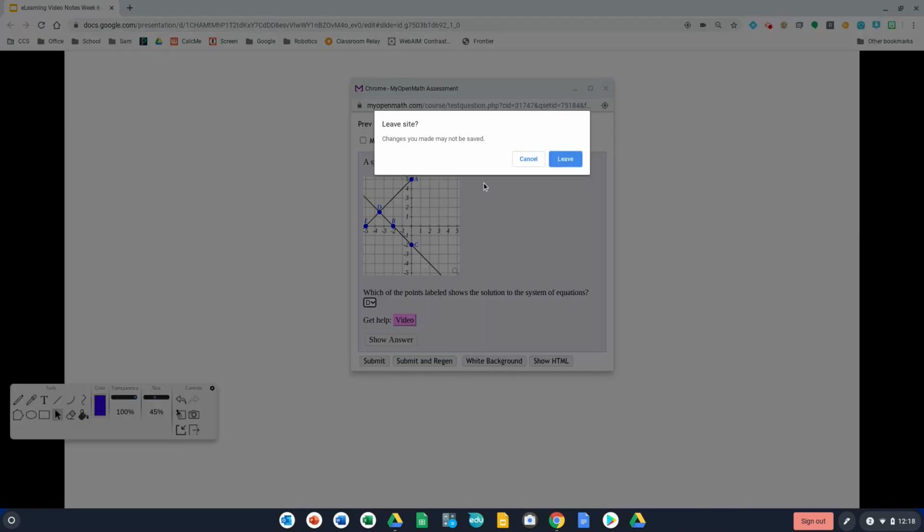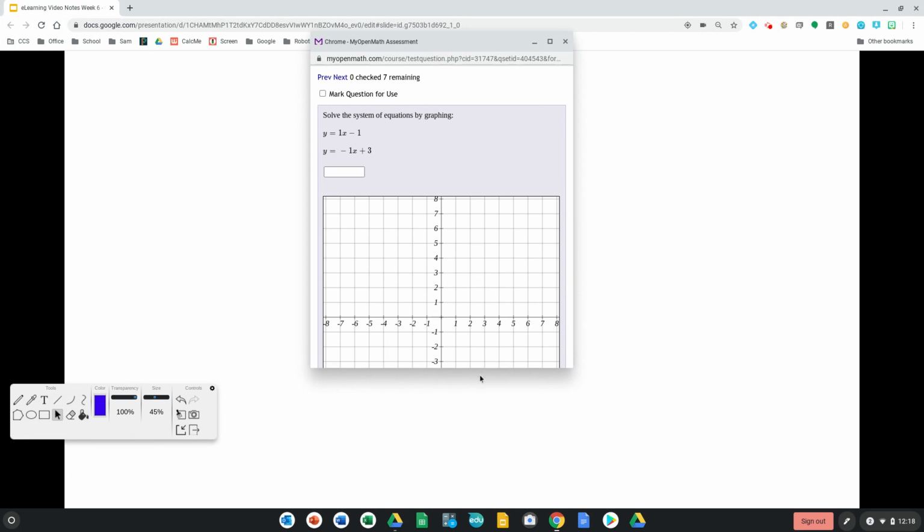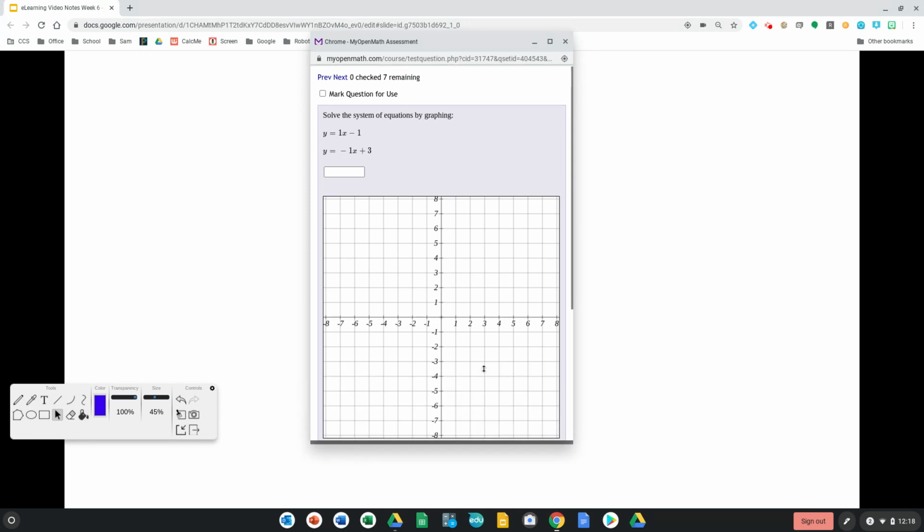Now, not all of them are going to be quite that easy. Some of them you are going to have to graph the lines. And so remember, if you're going to graph the lines on My Open Math, we'll work through an example here. So let me get one in front of us. You want to first of all make sure that they are in slope-intercept form. And so in this case, they are in slope-intercept form. y equals 1x minus 1, y equals -1x plus 3.